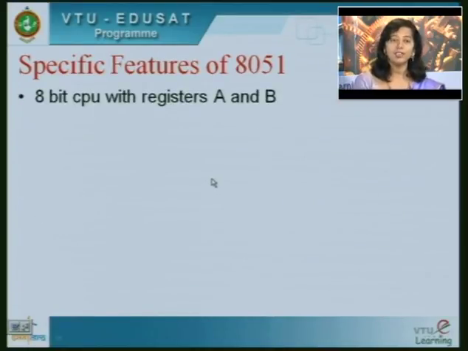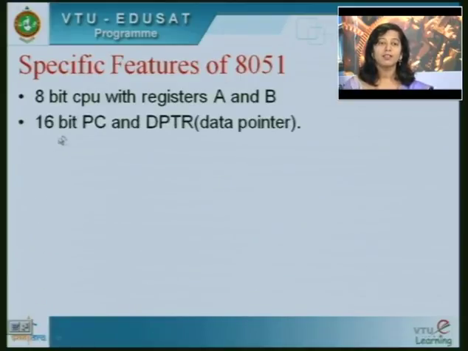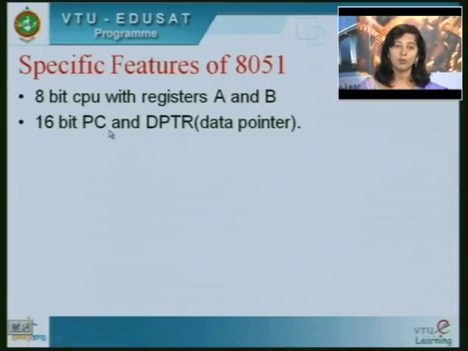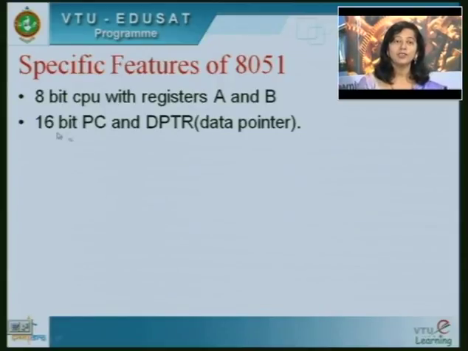So what are the different features present in 8051? You should surely remember all these things. It has an 8-bit central processing unit with fundamental registers A and B. A stands for the accumulator, B is another temporary register. Then it has a 16-bit program counter, PC stands for program counter, and the data pointer. So, two 16-bit pointers, program counter as well as data pointer.